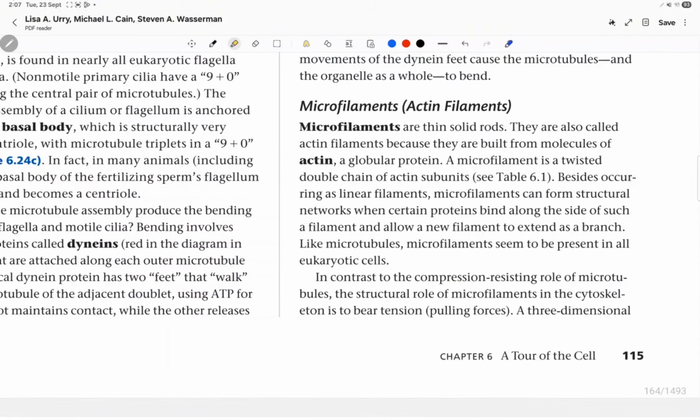Now, time to discuss microfilaments, which have a protein called the actin protein. They're used for muscle contraction and also for cytokinesis, which takes place at the end of mitosis or meiosis, to finally make a cell into two.